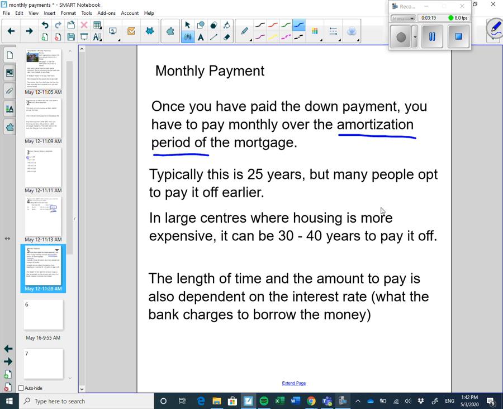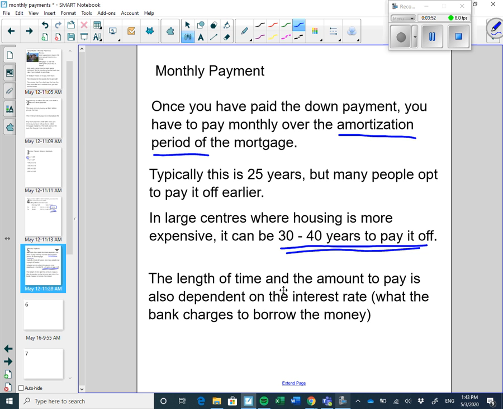Typically, this is 25 years. Many people opt to pay it off earlier, say 20 years. In large centers where housing is more expensive, like Vancouver, Toronto, it can be 30 to 40 years to pay it off, and it can cost you a lot of money in the long run. A few years back, lots of people were buying homes that were far more than they could afford and using 30 and 40 years to pay them off. The downside to that is that it costs you so much money over the long term. Best to try to keep it at 25 if you can.